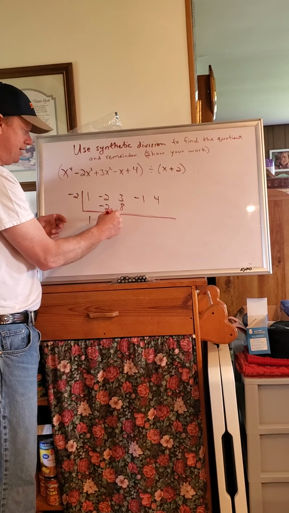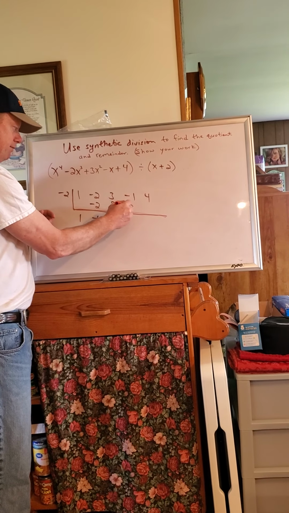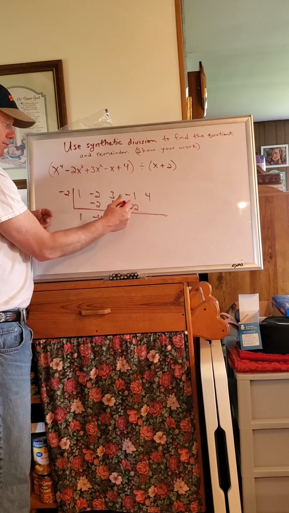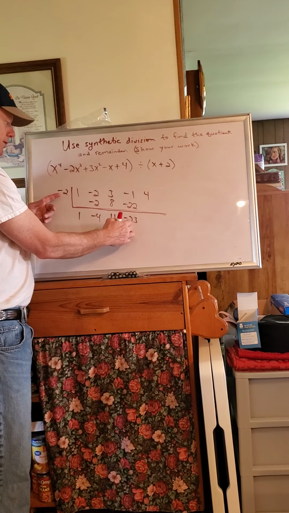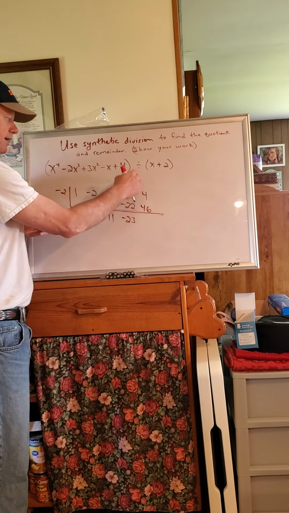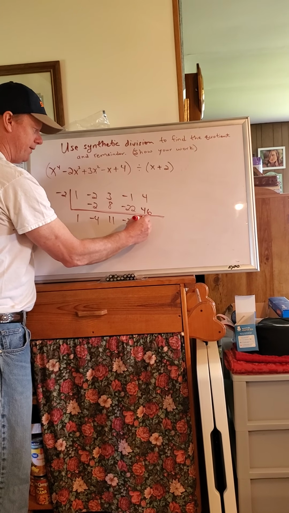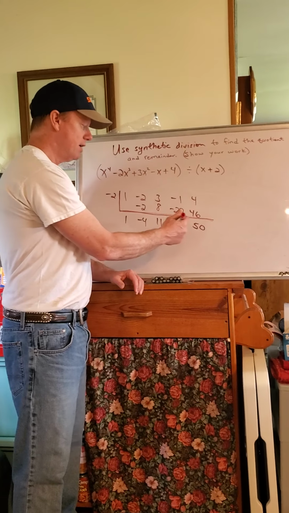3 plus 8 is 11. 11 times -2 is -22. -1 plus -22 is -23. -23 times a -2 is a +46. Add 46 and 4 is 50. I'm done doing the synthetic division process.